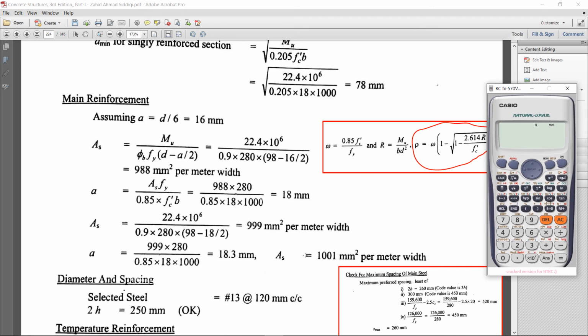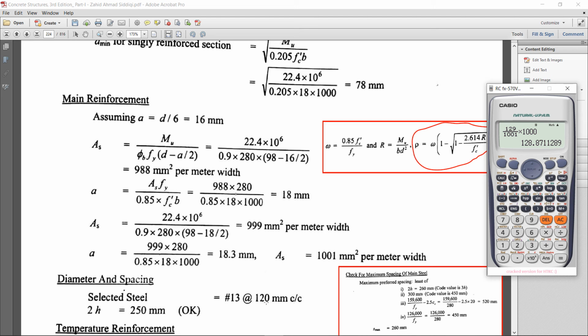Okay, the area of a number 13 bar is 129. So the total steel required is 1000 multiplied by 1000. Okay, so our required spacing with number 13 is 128 millimeter center to center. We have rounded down to the nearest 10 millimeter digit, that is 120 millimeter. So the spacing provided is number 13 at 120 millimeter center to center.